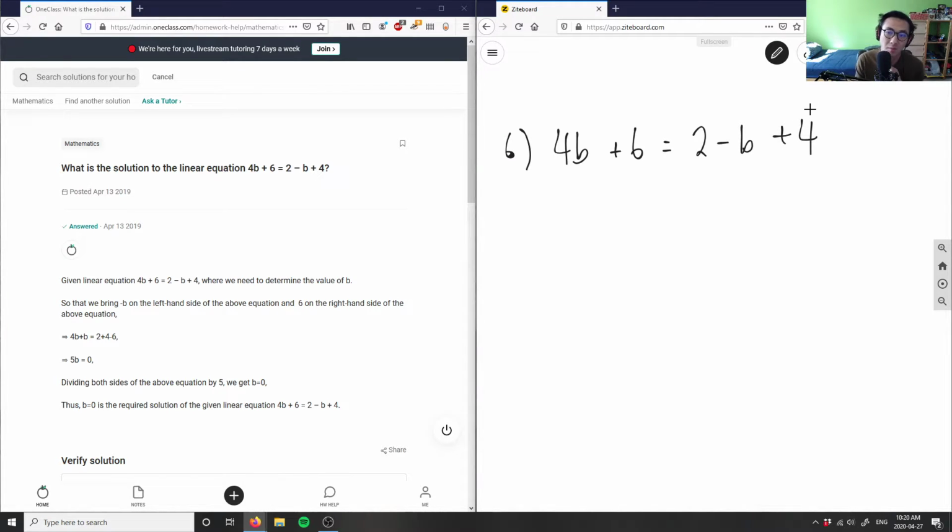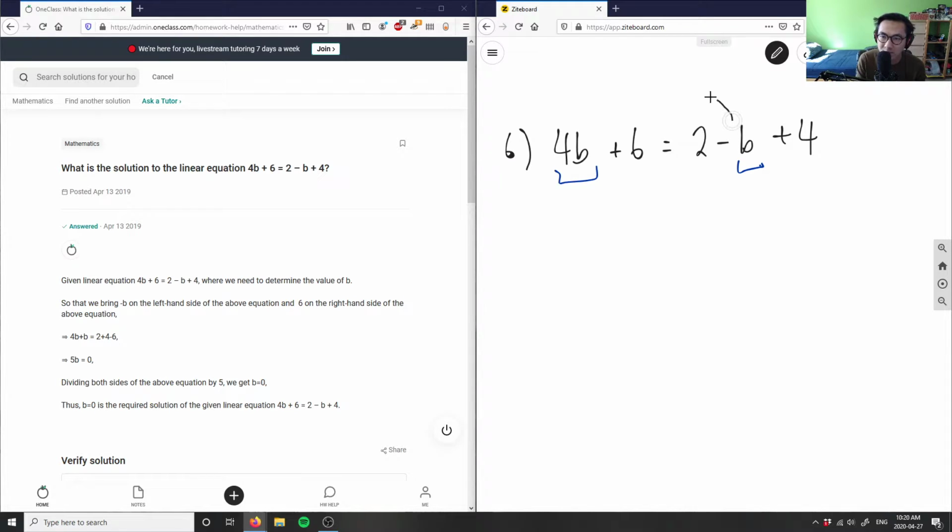To solve this problem, we're going to collect some like terms, right? So we have to figure out which ones are like terms. I have 4b and b here. These two are my like terms because they both have the variable b, and everything else is a number. So I can always simplify those first. Let me take care of the variables first.